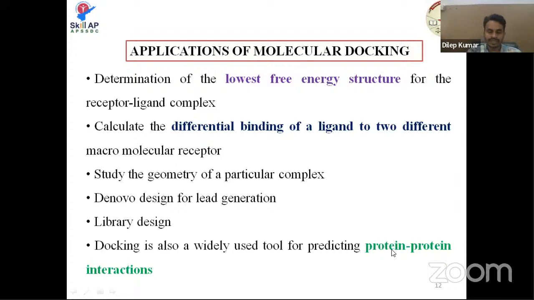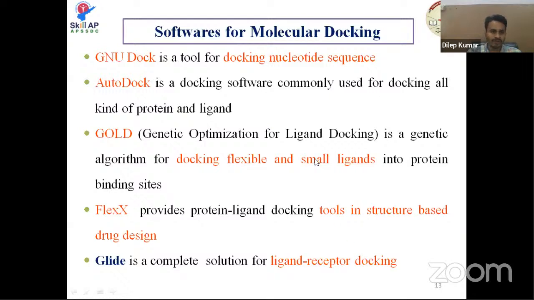Like this, not only that, there are many other diseases like cancer and microbial infections where protein-protein interactions play a crucial role. And we have a variety of software available in order to conduct or perform these molecular docking studies. The first and foremost one is GNU dock. It is a tool for docking nucleotide sequences. We also have AutoDock, which is one of the free software, and it is commonly available. It is a docking software commonly used for docking all kinds of proteins and ligands.